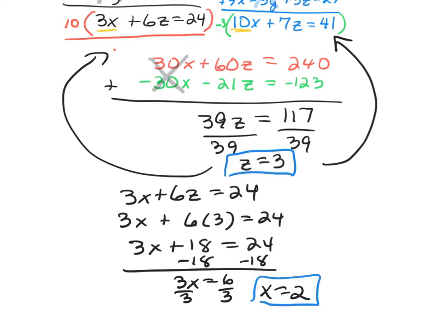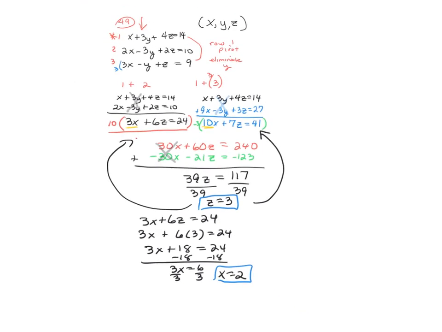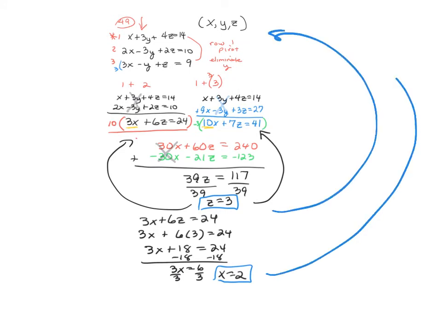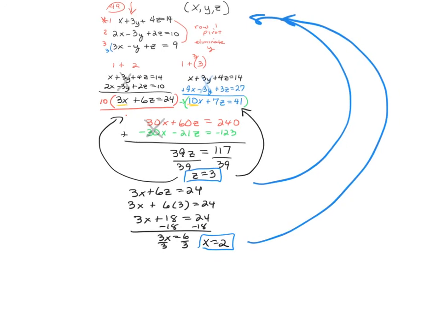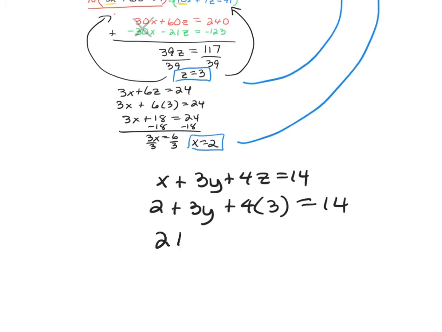I now need to go back to the very beginning and plug both of these into one of them. I'm going to plug it into the first one. So I'm going to rewrite that first one. It's x plus 3y plus 4z equals 14. I'm going to plug in x. It's 2. Don't know y. Z is 3. I'm going to multiply.